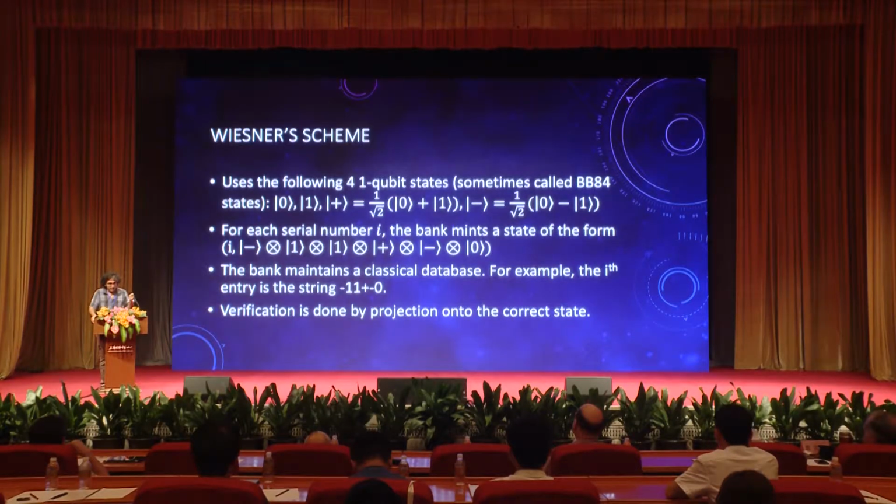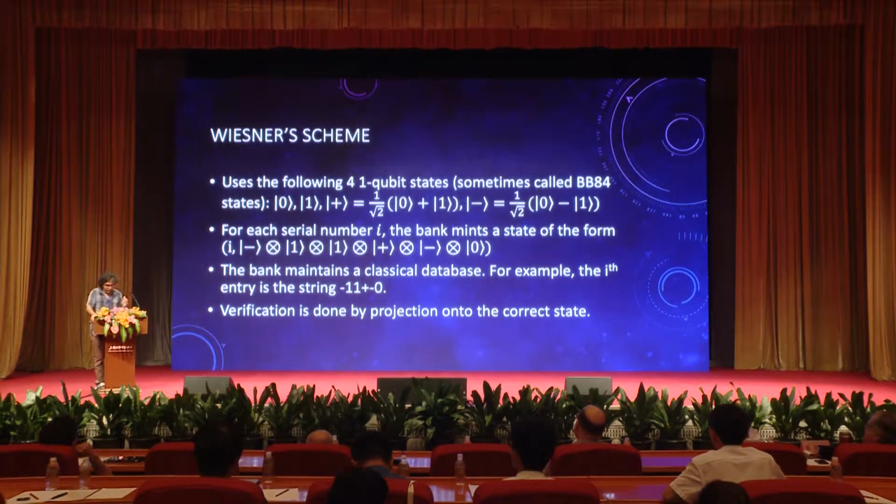And imagine that the bank wants to print, or mint, money. For each serial number i, the bank prepares a classical part, which is called the serial number i, and a quantum money state of the form, say, minus tensor 1, tensor 1, tensor plus, tensor minus, tensor 0. Just a uniform state of that sort. And the bank also maintains a classical database that contains the classical description of these qubits, right? So just a classical bit string of the same sort, minus 1, 1, plus, minus 0 for the ith entry. But again, this is a classical object, not a quantum one.